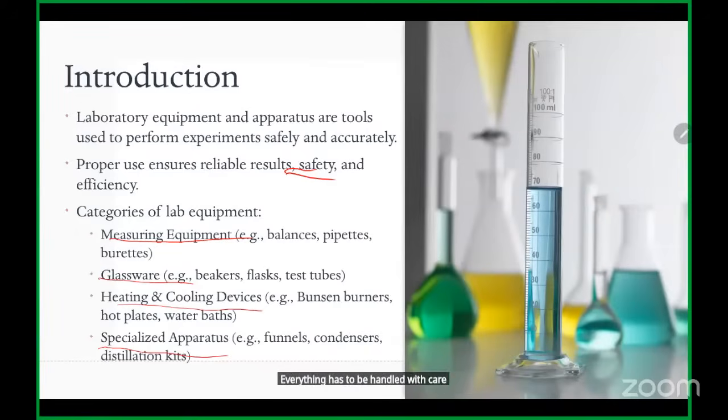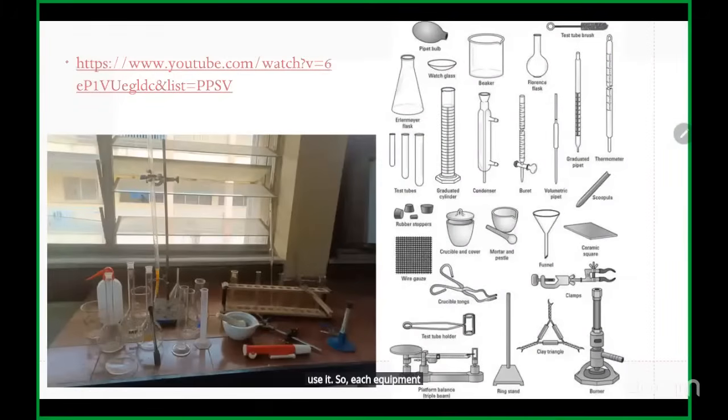Just like when you buy something, there's always a manual on how to use it. So each equipment has its way of using it. So these are some things that we use in the chemistry lab.